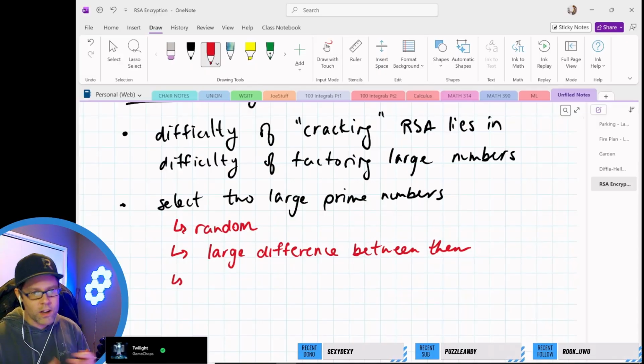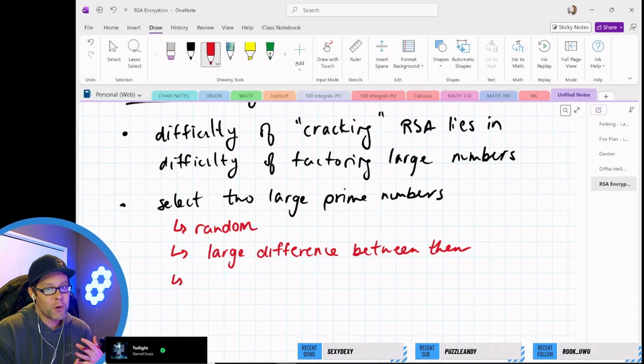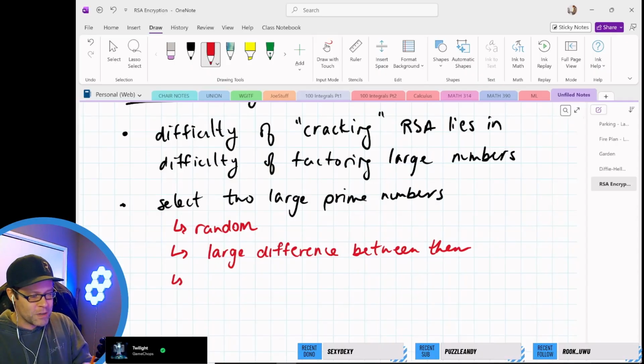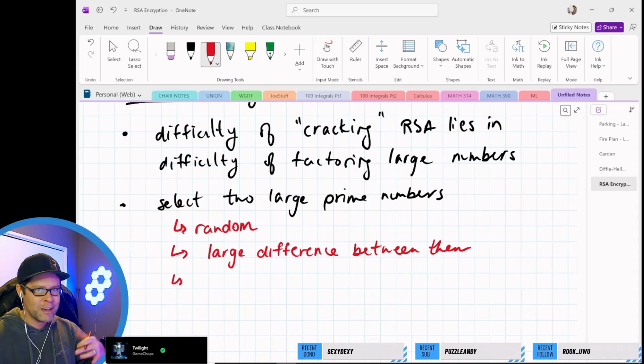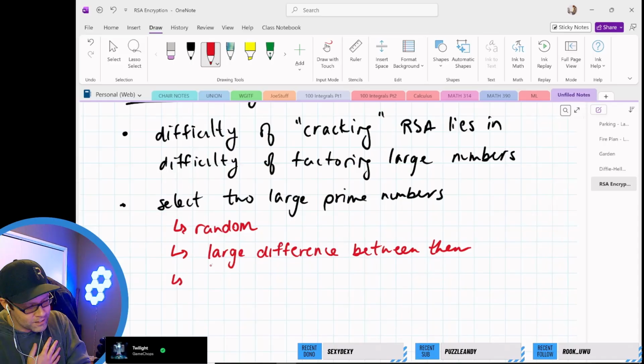And of course, we're not going to share these prime numbers with anybody. If we were to accidentally share these numbers with somebody, they would be able to decipher our algorithm super fast, because the large composite number that we're creating is just a product of these two prime numbers, as you're going to see. So we really want to keep these prime numbers secret.